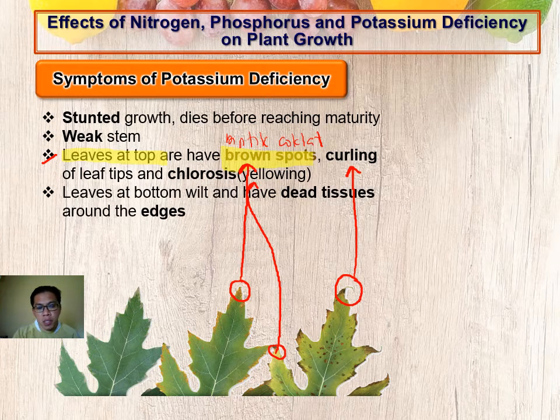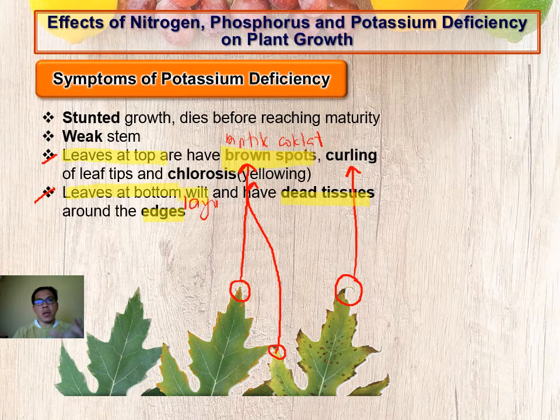Okay, leaf at bottom, manakala bagi daun di bahagian bawah pula, leaf at bottom, will, that tissue at edge. Apa maksud dia situ? Maksud dia bahagian daun yang di bawah pula akan wilt. Wilt is layu. Dia tak rigid, dia tak subur, dia tak segar, dia layu. Daun tu memang color pun kita tengok pegang pun dia lembek.